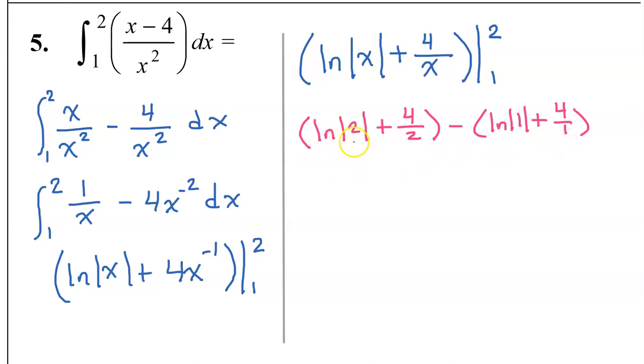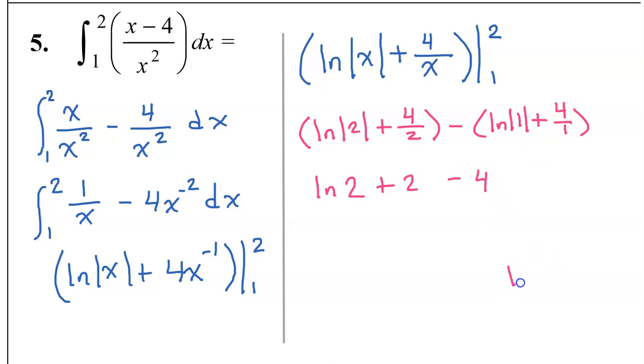The natural log of 2 no longer needs the absolute value, so I can at least just write natural log 2. In fact, I don't think I'll even put parentheses. Let's keep it simple, people. Natural log of 2. And then 4 over 2 is 2, so we have this. The natural log of 1 is 0. That's something that you should just memorize. And 4 over 1, of course, is 4.